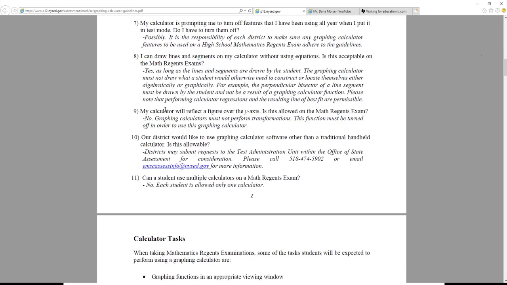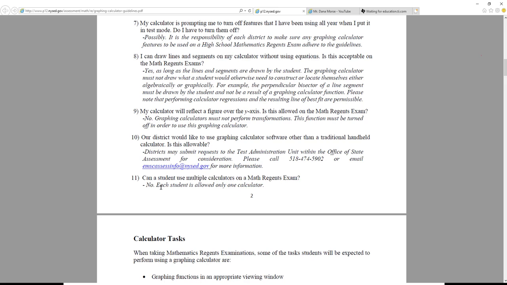Number 9, my calculator will reflect over the y-axis. Is this allowed? No, they cannot perform transformations. So you are going to have to turn off the transformation app on the 84, and you have to limit the geometry functionality on the Inspire.